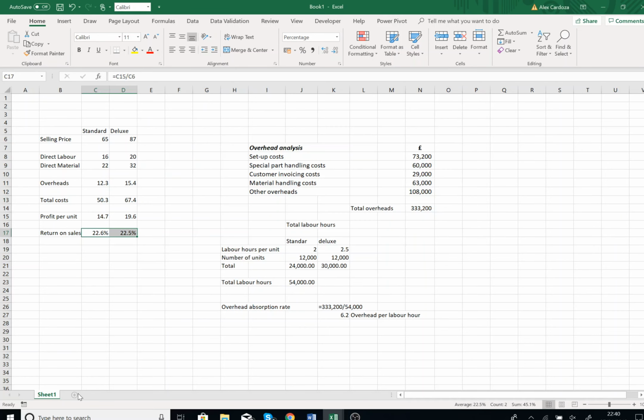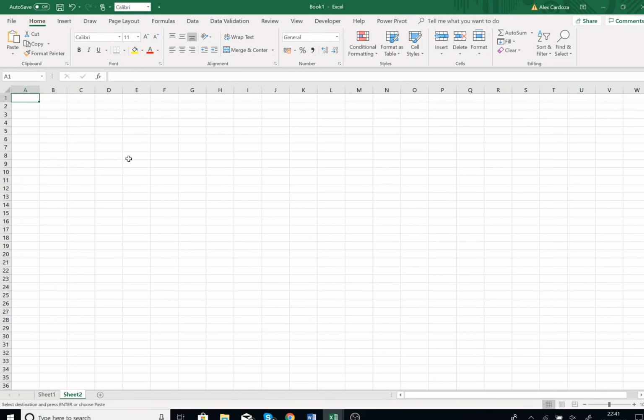Okay, so activity-based costing. We start off exactly the same way as we did before. You take your selling price. This is exactly the same, yeah? This will be exactly the same. Where it's different is how your overheads are treated.